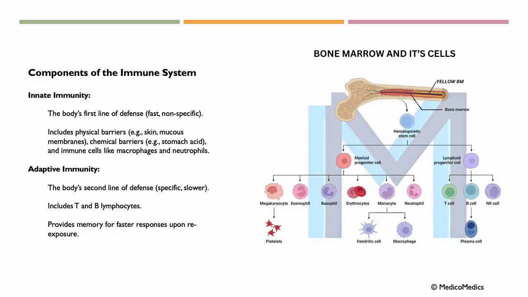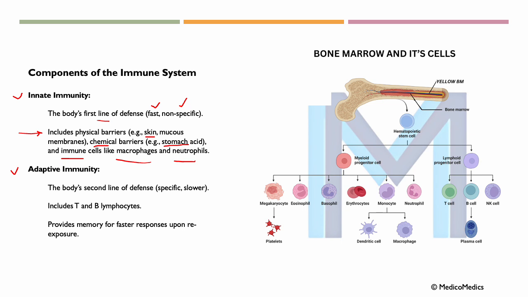Now let's begin with the components of the immune system. So we differentiate between innate immunity and adaptive immunity. Our innate immunity is our body's first line of defense. This one is fast and non-specific. It includes physical barriers like our skin and mucous membranes. It includes chemical barriers like our stomach acid. And it includes immune cells like macrophages and neutrophils.